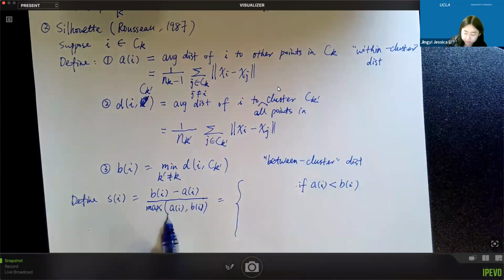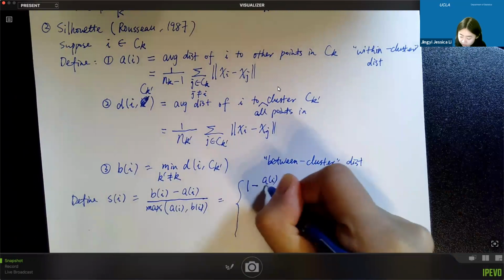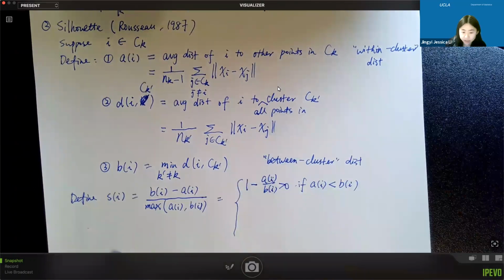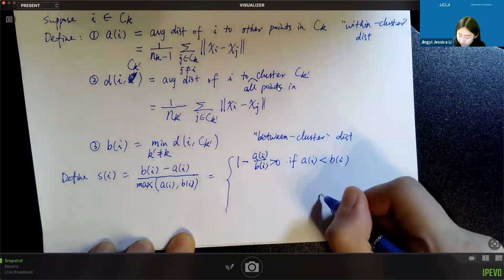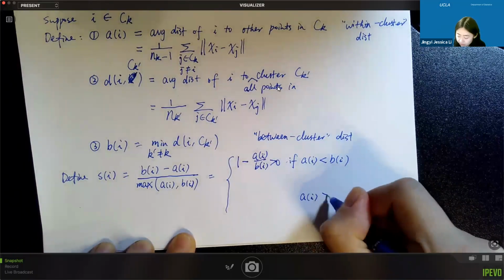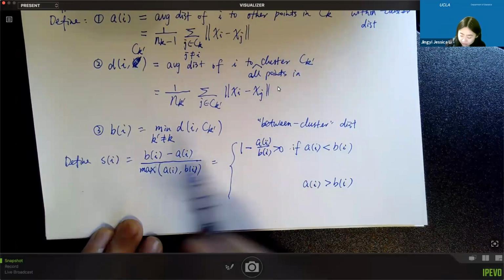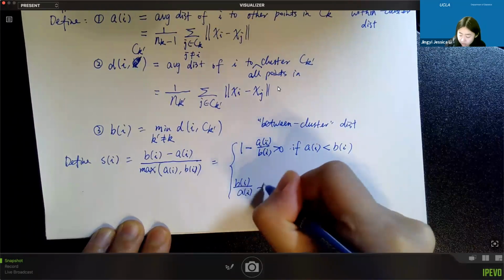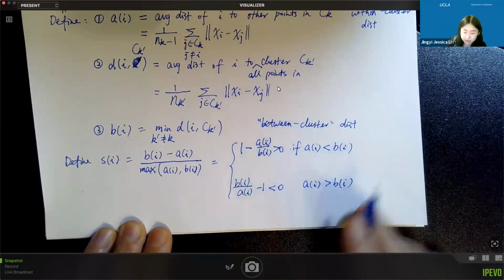Then the denominator will be BI. Then we will have this as 1 minus AI over BI. So clearly this is positive. And we would also have the other way. If AI is greater than BI, then the denominator is AI, right? And then we can have BI over AI minus 1. And this is negative because BI is less than AI.